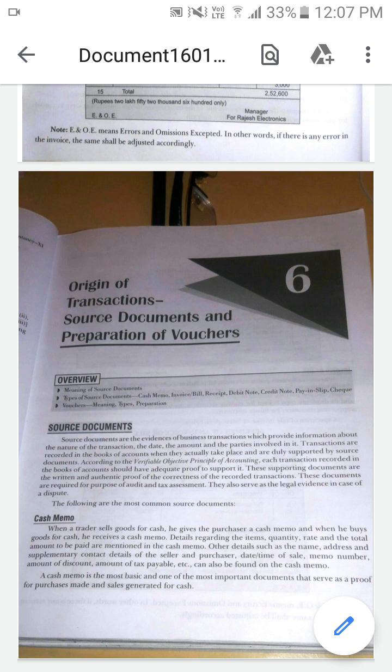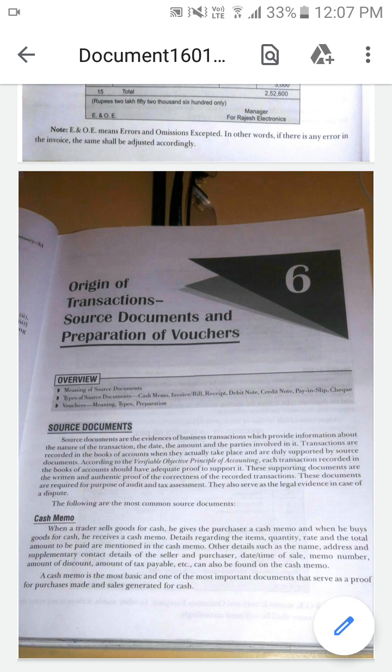The problems are related only to the vouchers. So we just have to know what a cash memo is, what an invoice, bill and receipt are, what a debit note and credit note are, how they are prepared, and the form of the debit note, credit note, pay-in slip, and check. So the first one is the cash memo.